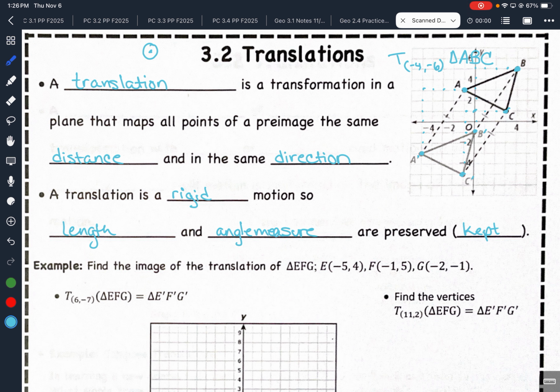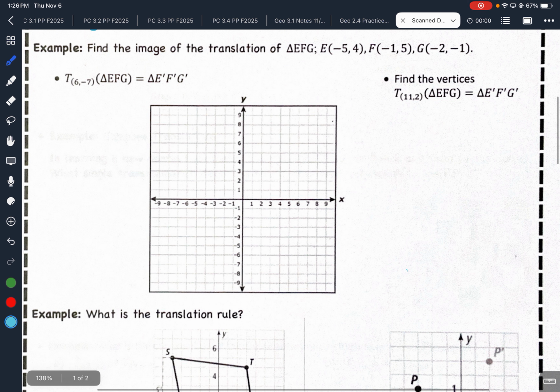So again, in reflection, we had a capital R meant reflection, yes? So capital T means what? Translation. Okay, so if you see a capital T, it means translation. It means whatever I do to my x's, whatever I do to my y's, I have to do to every single thing. So we have, it says find the image of the translation of triangle EFG. And so EFG is -5, 4, -1, 5, -2, -1. So let's go ahead and graph that first.